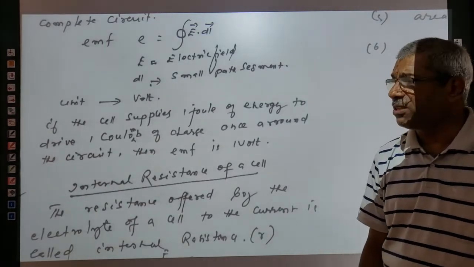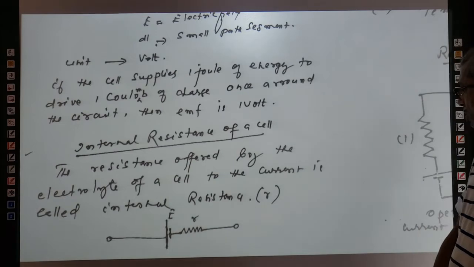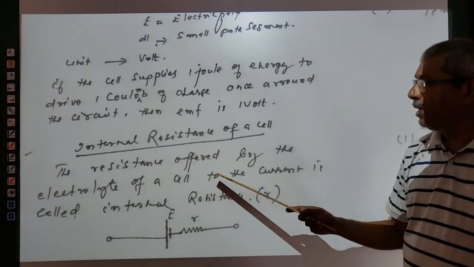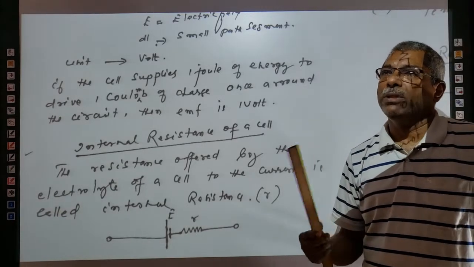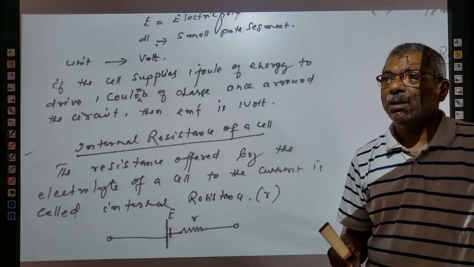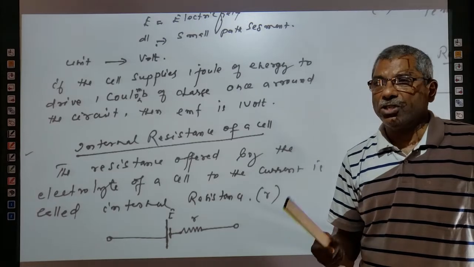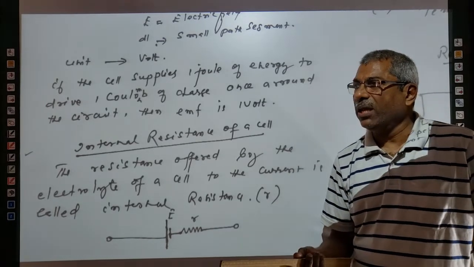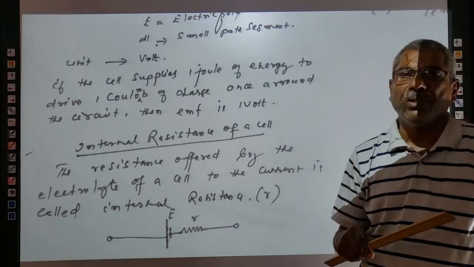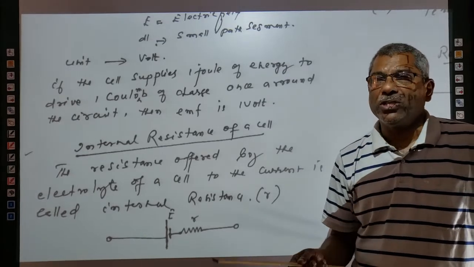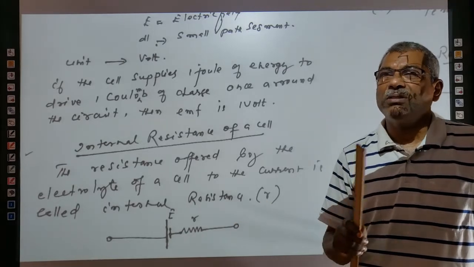This is about EMF of a cell. Now we have to discuss what is internal resistance of a cell. Internal resistance of a cell is the resistance offered by the electrolyte of the cell, because a cell has an electrolyte. For example, a simple voltaic cell has sulfuric acid as electrolyte. H2SO4 is the electrolyte used. Suppose H2SO4 is dropped in water, at first it dissociates into 2H+ plus SO4 2-. That means ionization takes place.